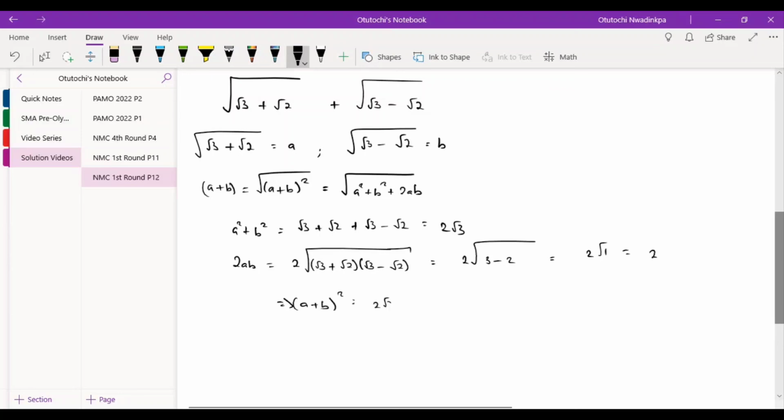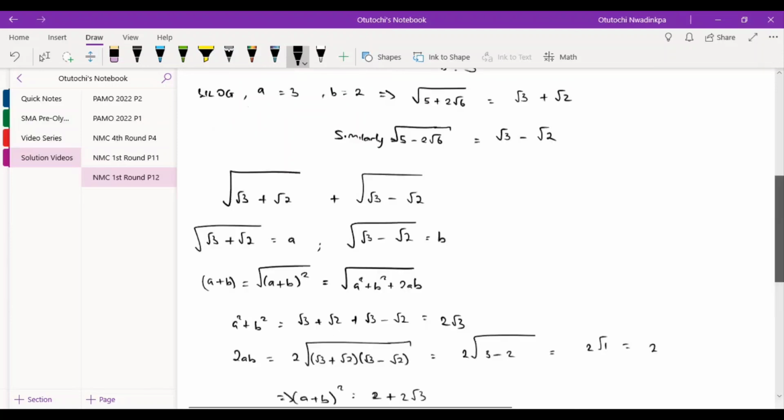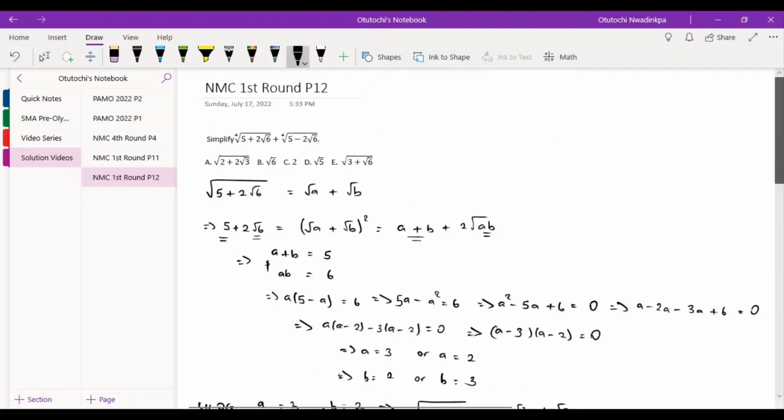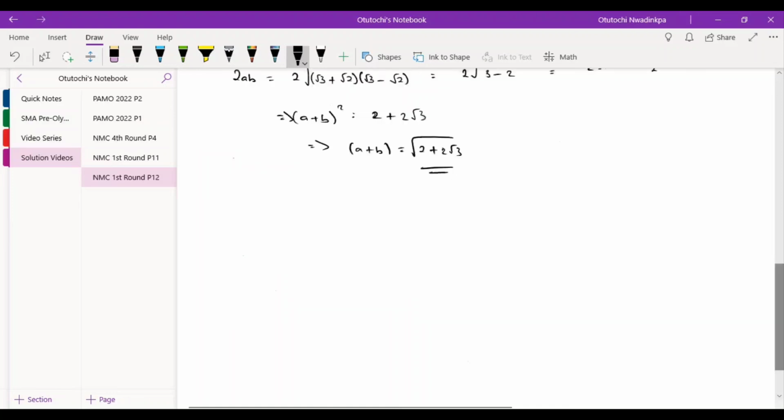So now we'll have root a plus root b squared equal to 2 plus 2 root 3, which implies that root a plus root b is equal to the root of 2 plus 2 root 3. And then this implies that the root of 2 plus 2 root 3 is our answer, which is option A. So option A is our answer for this. And we are done.